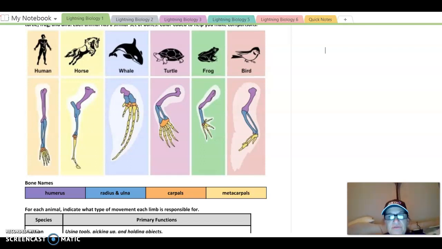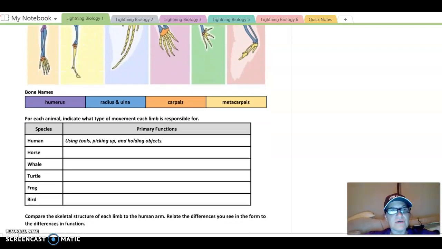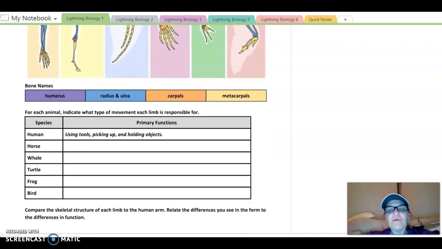The first thing we're going to have you do is think about what all of these organisms use these different things for. For example, the human: what does it use its front limb for? Using tools, picking up and holding objects. A horse is going to use theirs for walking because they walk on all 4. A whale would use theirs for swimming, moving through the water, and so on and so forth. Is it used for flying? Is it used for jumping? Is it used for finding balance? So you're comparing the forearm.